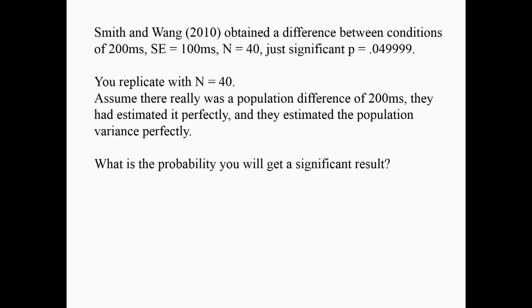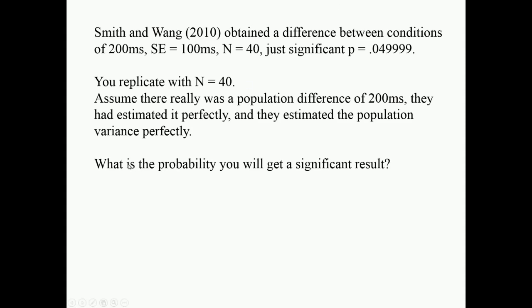Okay, imagine this. I've made this up. Smith and Wang obtained a difference between conditions of 200 milliseconds on some task. There's a standard error of 100 milliseconds. They had 40 subjects, and it's just significant. You get a significant result. You say, this is really interesting. I want to replicate this. It's important work. I'll replicate it here at Sussex. So, they used 40 subjects. They got a significant result. Good enough for them, so I'm going to use 40 subjects. 40 subjects seems to work, right? They used it and they got a significant result. So we'll replicate with 40 subjects.